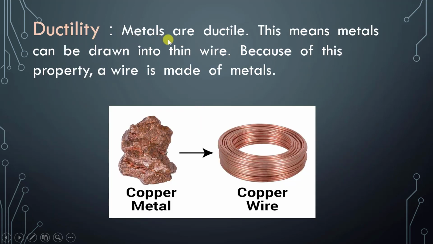Ductility. Metals are ductile, and this means metals can be drawn into thin wire. Because of this property, wire is made of metals.